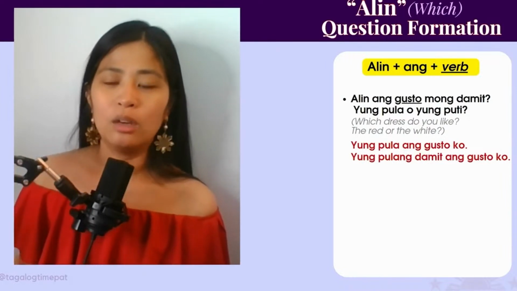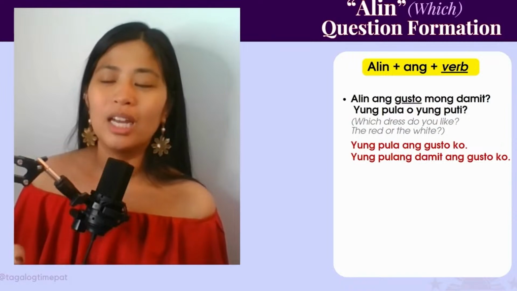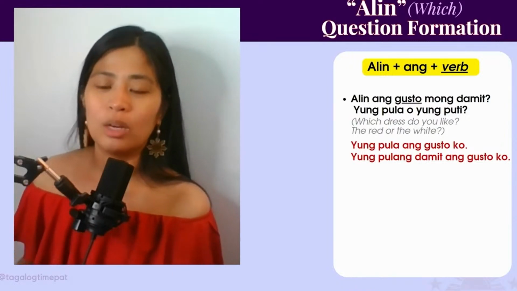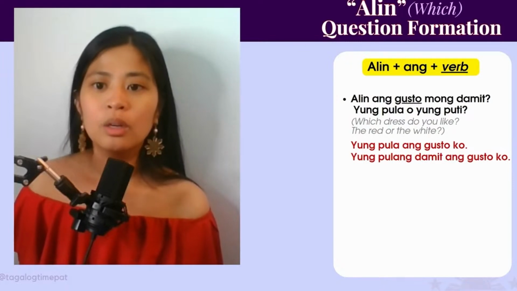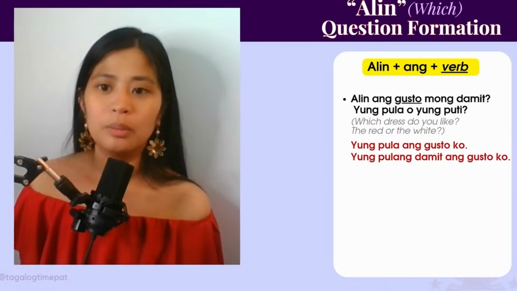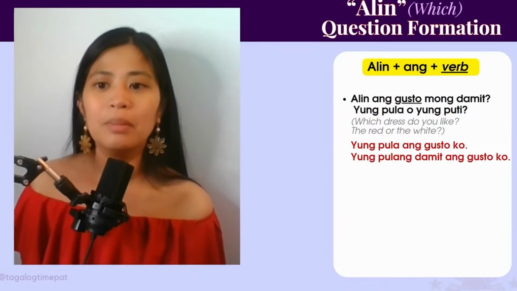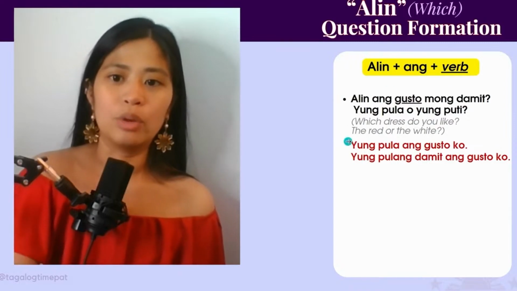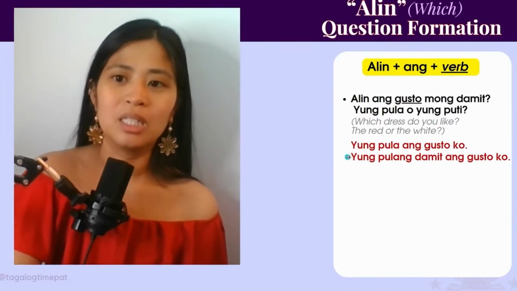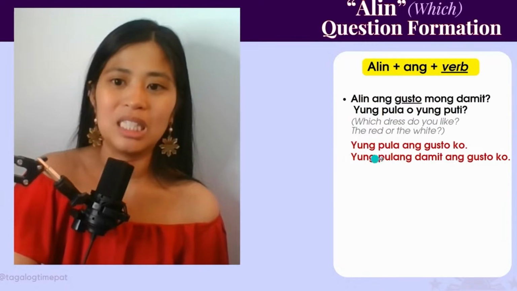Yung pula ang gusto ko. The red is the one I like. I like the red one. Yung pula ang gusto ko. Or, yung pulang damit ang gusto ko. If you want to be specific, yung pulang damit ang gusto ko. So, yung pula means the red one. Yung pulang damit means the red dress, specifically.